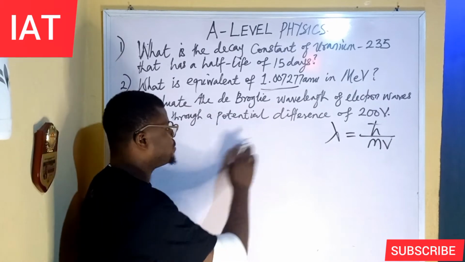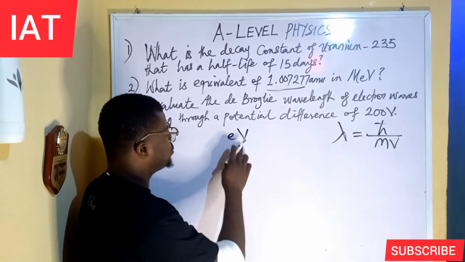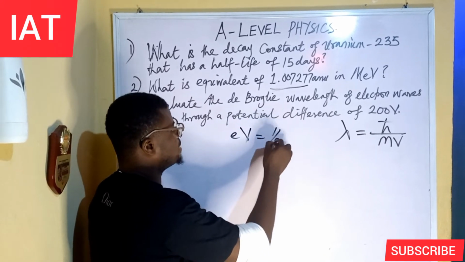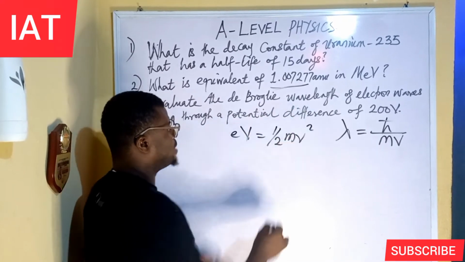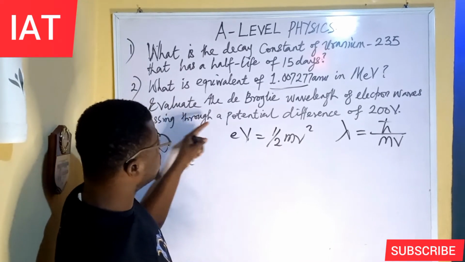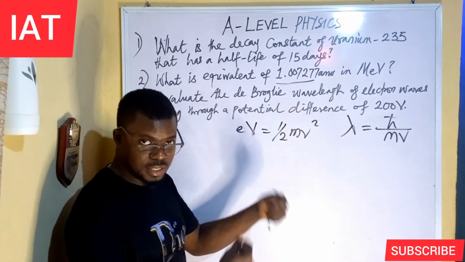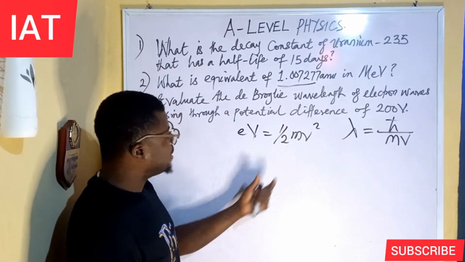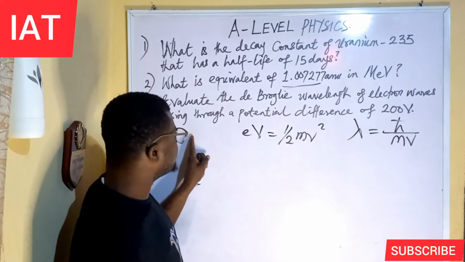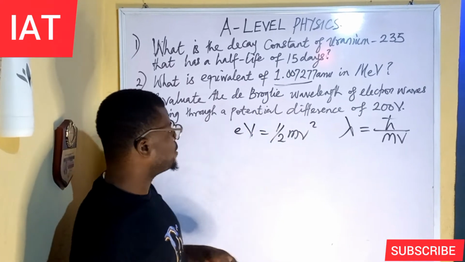So in that regard, we can say that electron volts will be equal to kinetic energy. And this is the expression for kinetic energy, because when a body is accelerating, it is in motion, and then the kinetic energy will be observed. So the electron volt will be equal to half mv squared.